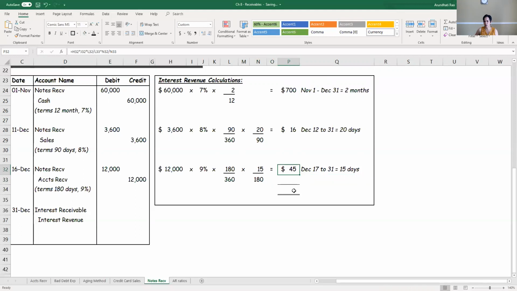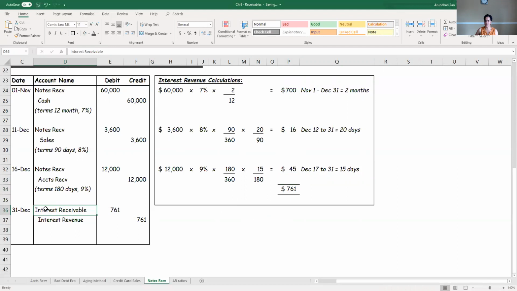So when you add up the interest on the 3 notes, because we're doing only one journal entry, we have $761. That's the interest that has accrued. So I will do one journal entry. Now I could, if I wanted to, do 3 separate journal entries for $700, $16, and $45, but you'll do just one combined journal entry, because this is what's going into our income statement and our balance sheet. What goes into the income statement is a revenue. What goes into the balance sheet is interest receivable.